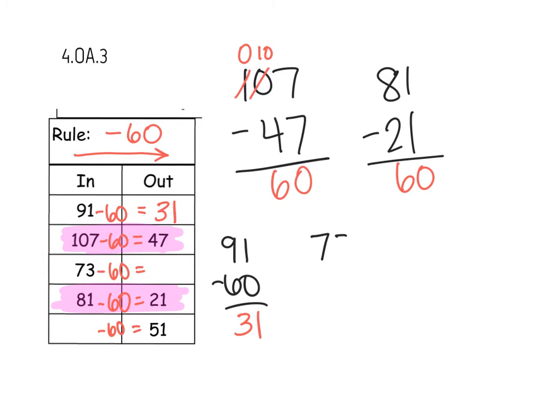Then the next one I'm going to work is 73 minus 60. 3 minus 0 is 3. 7 minus 6 is 1. So that output is 13.